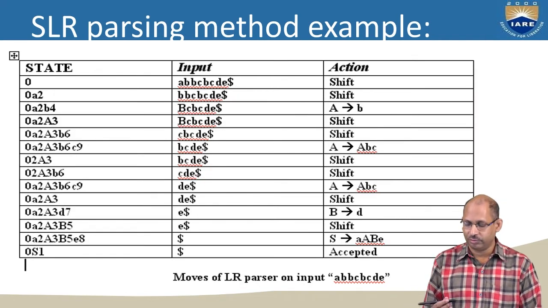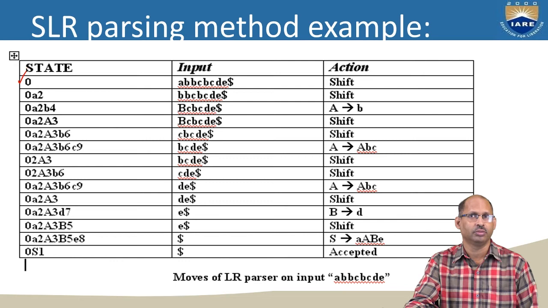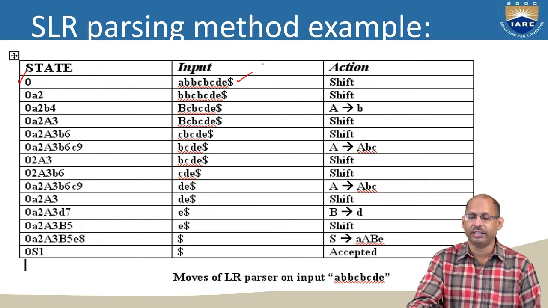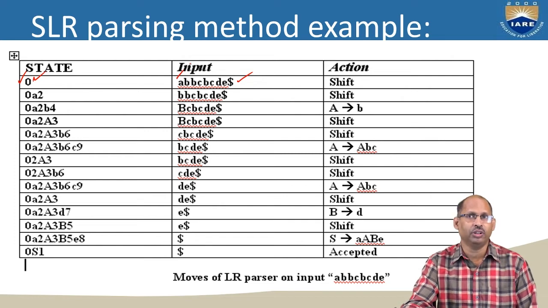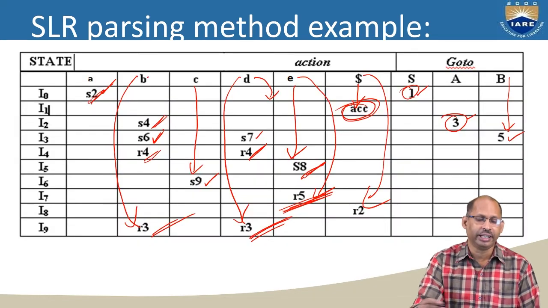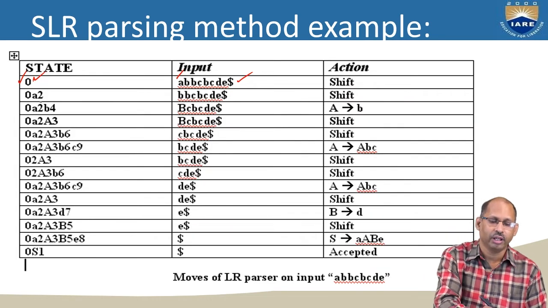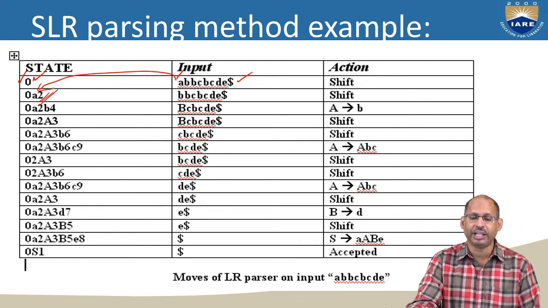Here, the stack will start with initial state 0, and the input string will be there. Then we end the input with the dollar sign. We consider 0 and A. What is the 0 and A? 0 and A is shift to A2. Shift the symbol A into the stack and the state 2 into the stack.